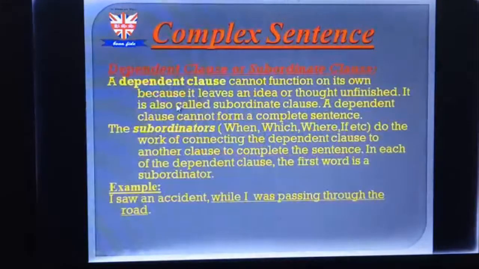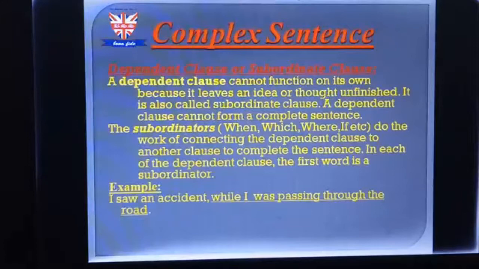And a dependent clause cannot function on its own because it leaves an idea or thought unfinished. It is also called a subordinate clause. A dependent clause cannot form a complete sentence. On the other hand, we can say that a dependent clause means an unfinished clause. That means it depends on something more, just like some part of the sentence is left.